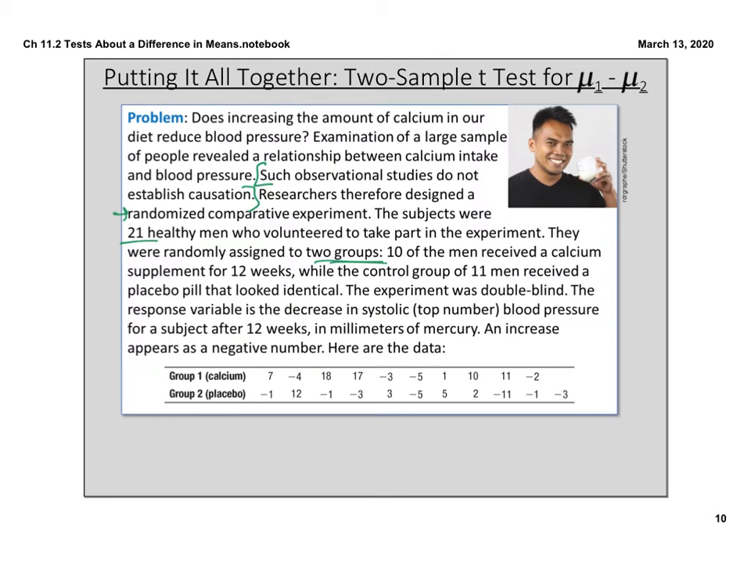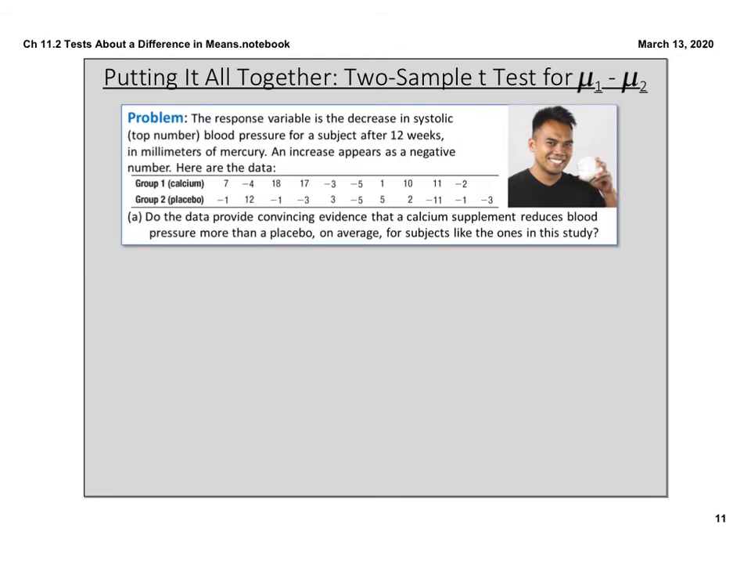The response variable is the decrease in systolic blood pressure. That's the top number of your blood pressure. Your blood pressure has 2 numbers assigned to it. All right, so for a subject after 12 weeks, in millimeters of mercury, an increase appears as a negative number. Here are the data. So if their blood pressure went up, then it shows that it's a negative. Okay, so it says in part A, do the data provide convincing evidence that a calcium supplement reduces blood pressure more than a placebo, on average, for subjects like the ones in the study.